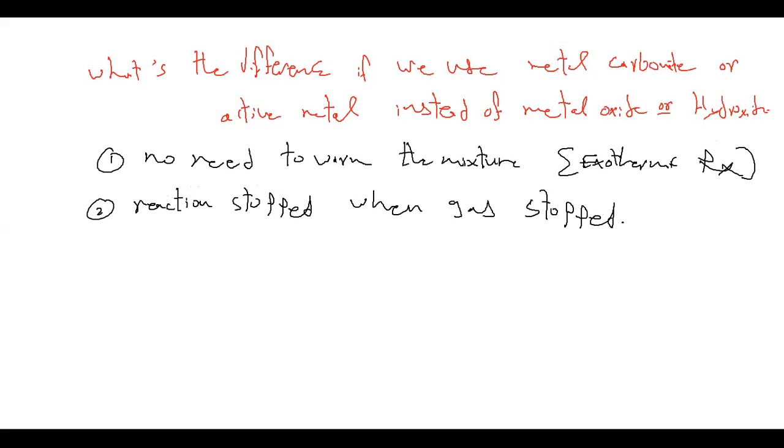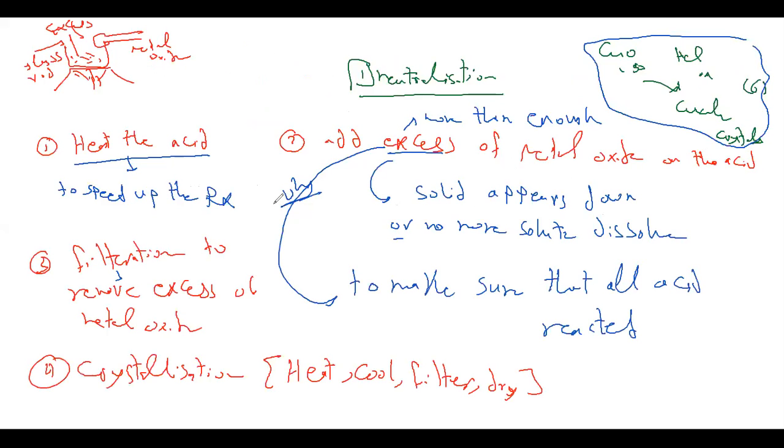For the first one, we are adding excess to make sure that all the acid has reacted. If we have a metal or a metal carbonate, in the case of a metal, hydrogen gas evolves; in the case of a metal carbonate, we have carbon dioxide gas. So in either case, no need to warm the mixture because the reaction is exothermic. And number two, we are not adding in excess because the reaction stops when the gas stops.